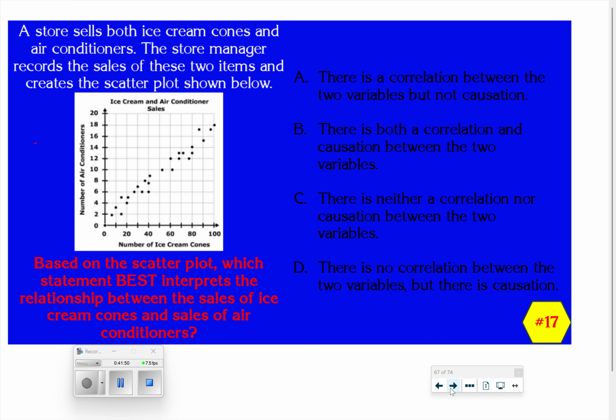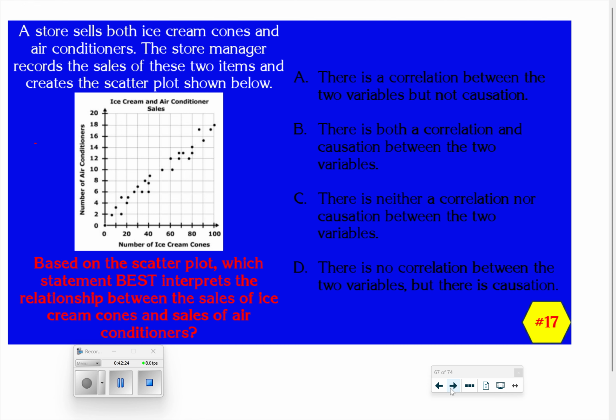All right. The store sells both ice cream cones and air conditioners. The store manager records the sales of these two items and creates a scatter plot shown below. There's a correlation between the two variables, but not a causation. There is both a correlation and a causation between the two variables. There is neither a correlation nor a causation between the two variables. There is no correlation between the two variables, but there is a causation.